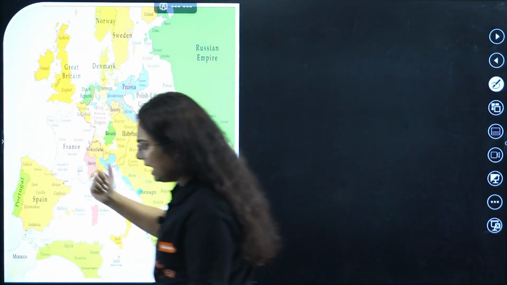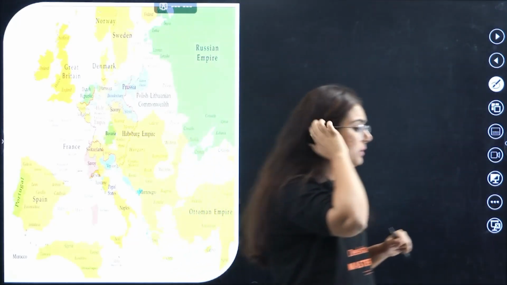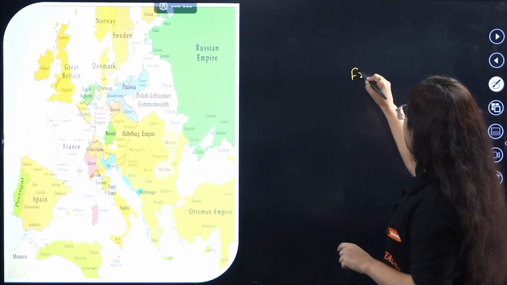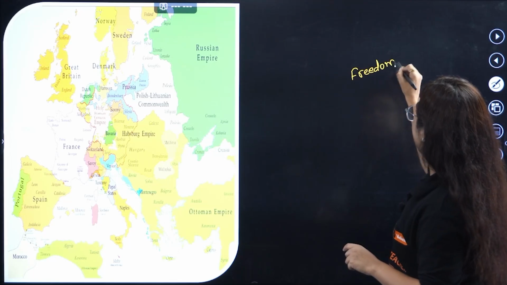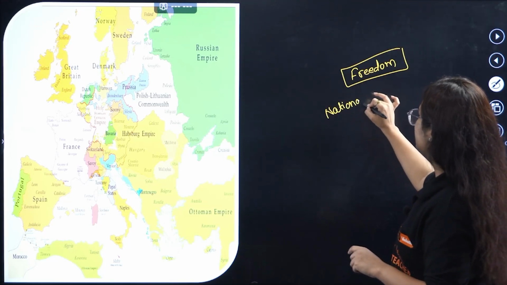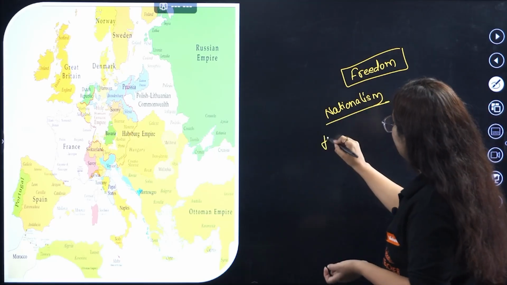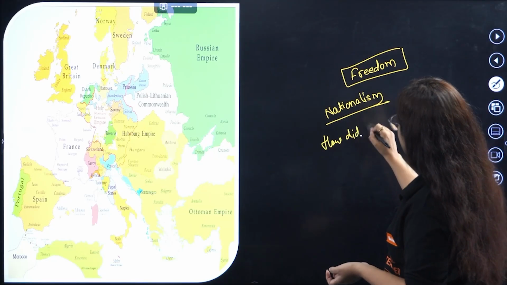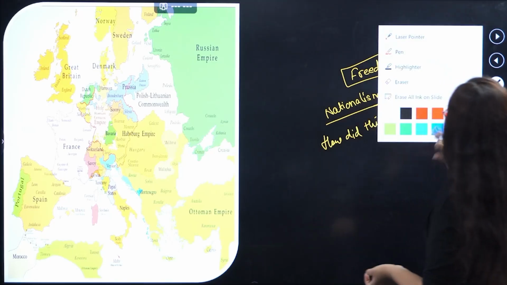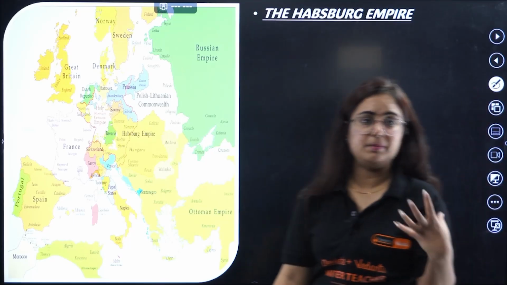Moving further. Now, we will talk about one new feeling. I am again and again telling a word, freedom. Again and again I am using a word, nationalism. We did this from the starting of the chapter. But now the question is, how did this feeling of nationalism grow among the people in Europe?